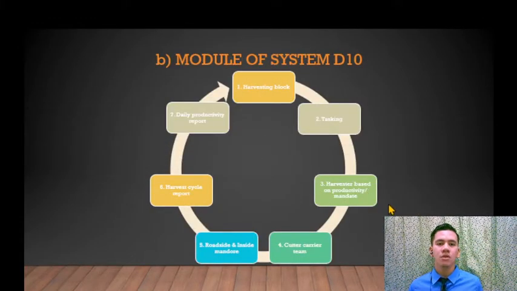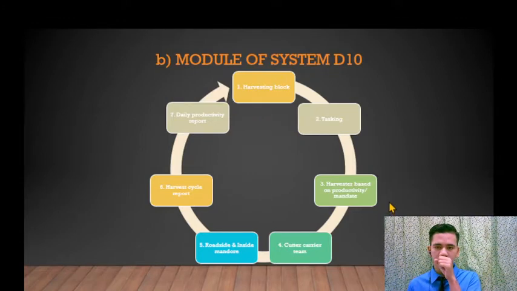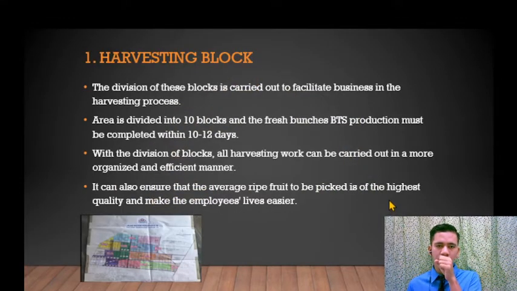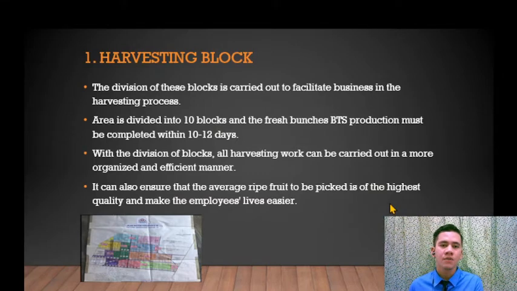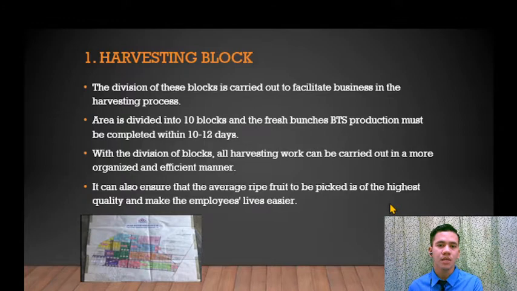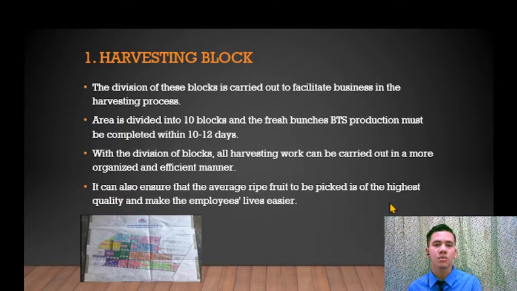Okay, modules of System D10. It has several modules. First, harvesting block. This division of blocks is carried out to facilitate the harvesting process. The area is divided into 10 blocks and the fresh fruit bunch (BTS) production must be completed within 10 until 12 days.